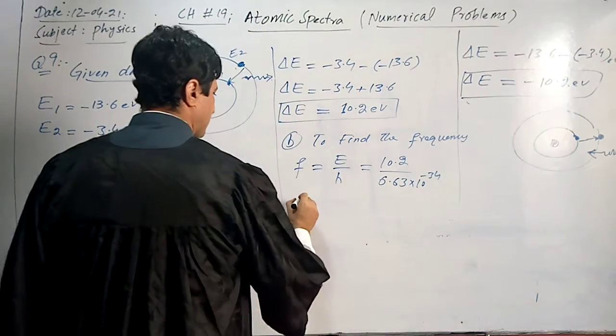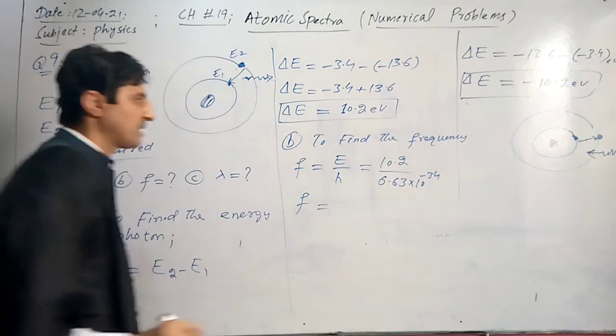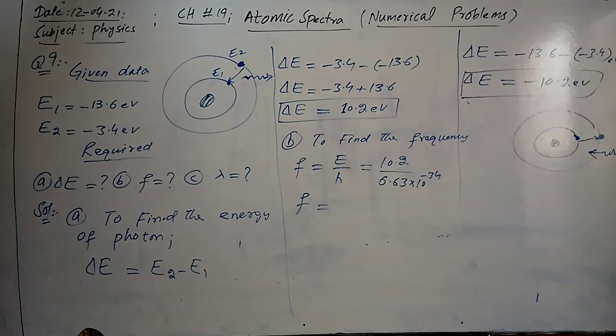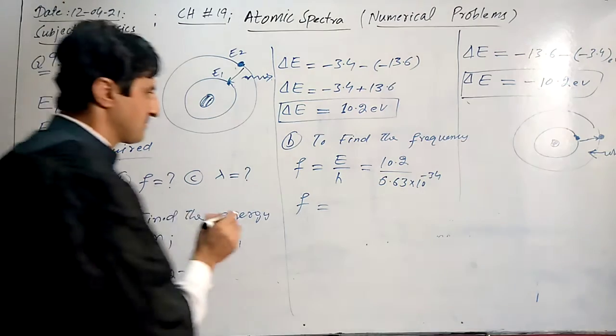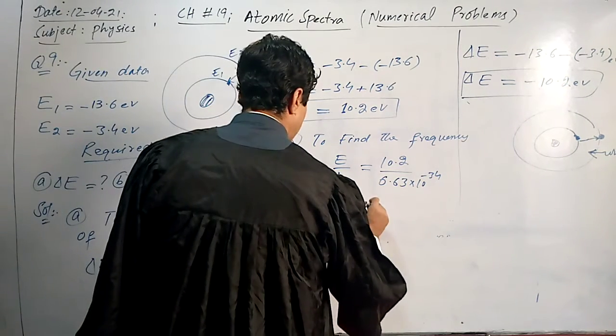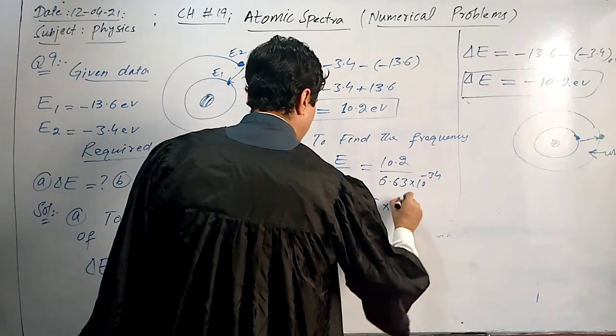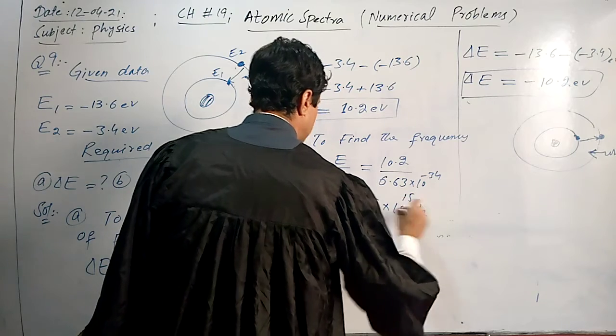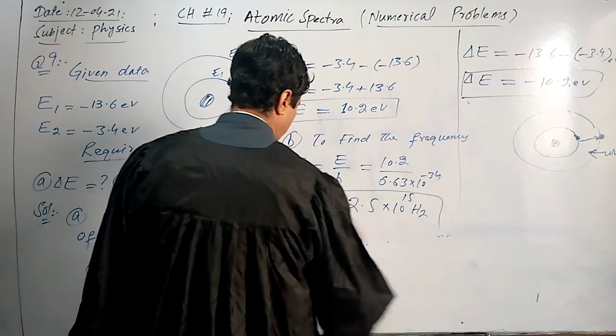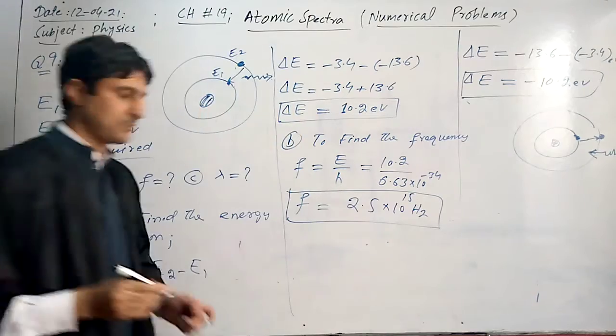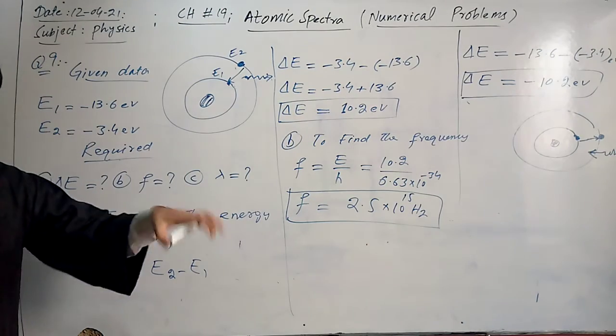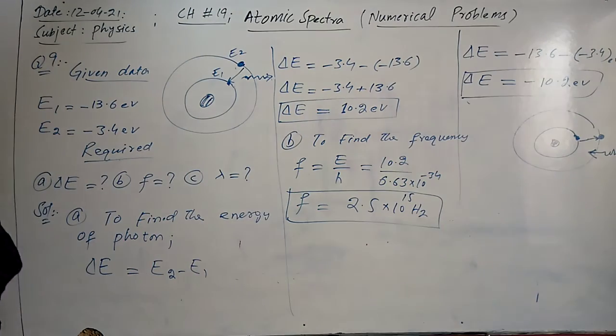Now by performing this calculation, we get F is equal to 10.2 divided by 6.63. We will get 2.5 multiplied 10 power 15 hertz. This will be the frequency of the emitted photon when the electron jumps from the second orbit to the third orbit.